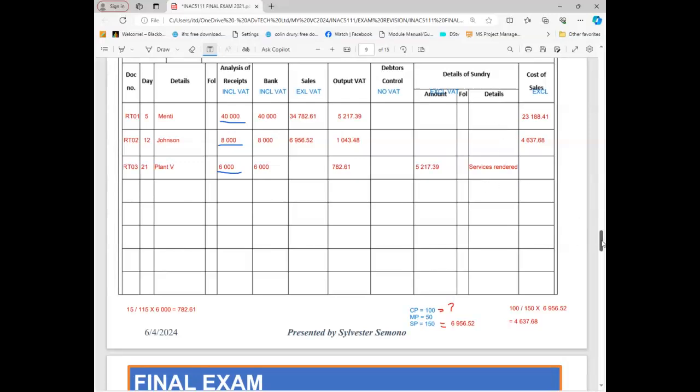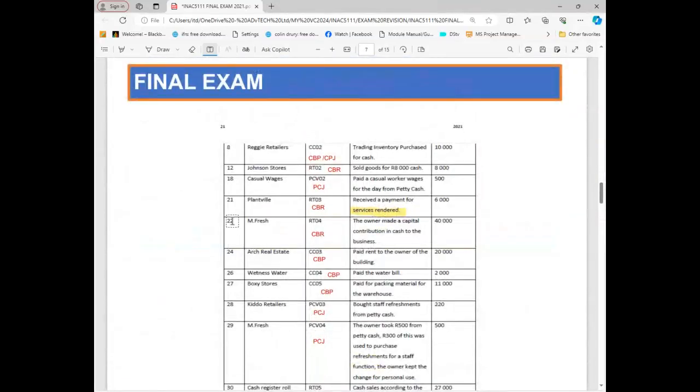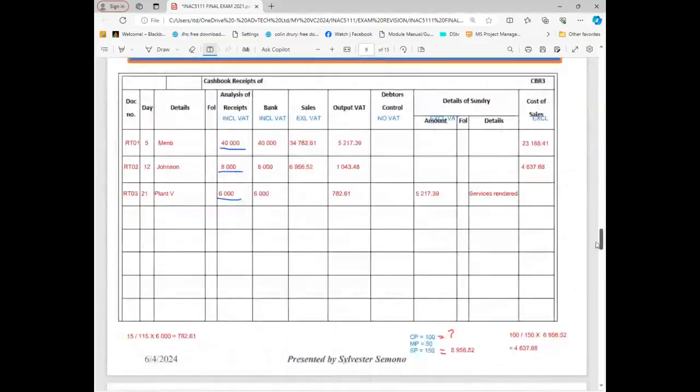Let's go to the next, which says CBR. 21st. So even the 22nd said CBR. This is the owner's contribution, capital in the form of 40,000. So I must go and record the RT04. Let's see how it goes. RT04. And the date is the 22nd.